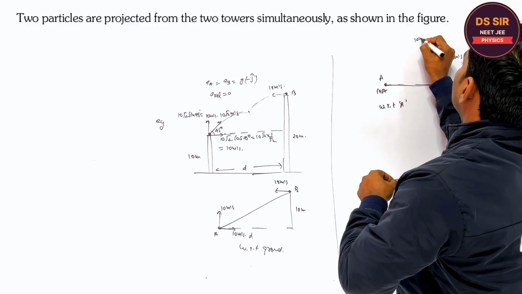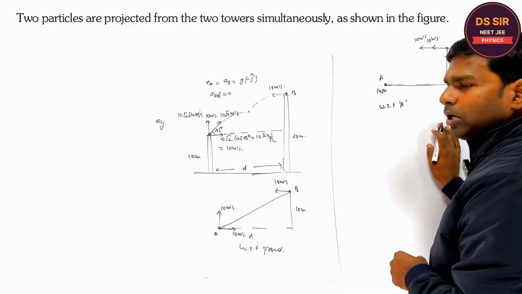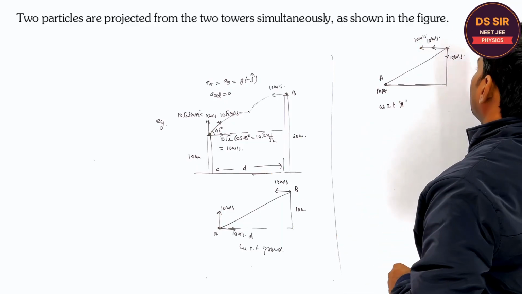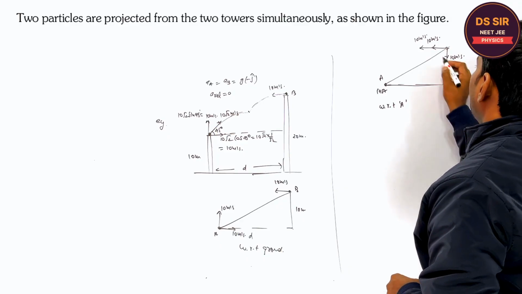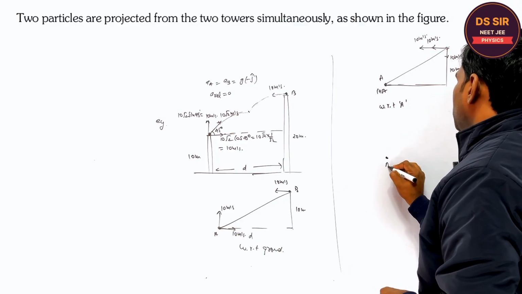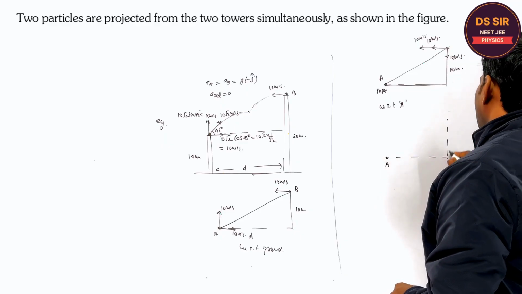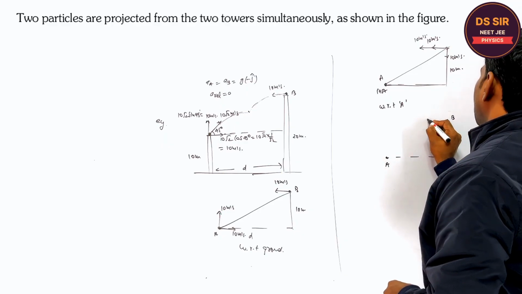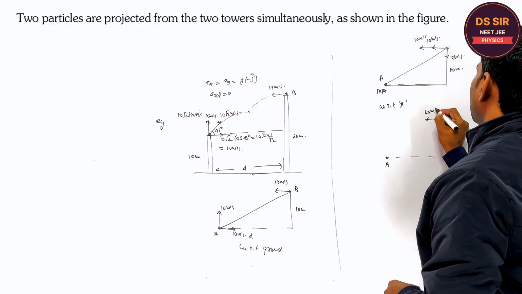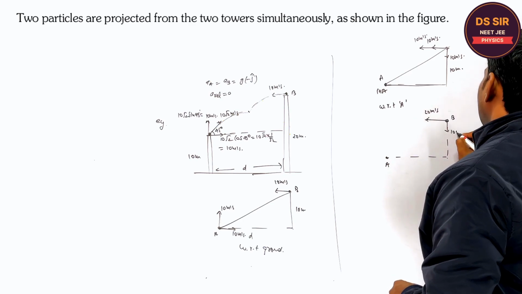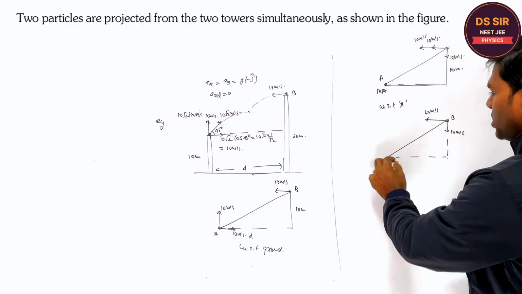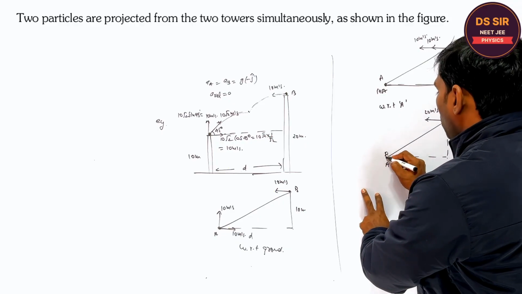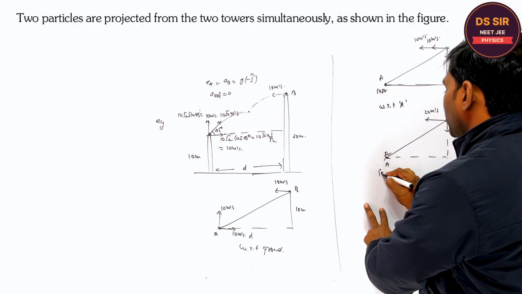So this is the 10 meter per second. Is it clear or not? And this is the distance, this is 10 meter. If you consider this A and this B, this is the 20 meter per second and this is the 10 meter per second. Are you getting? For collision, you are sitting on A, it is at rest.